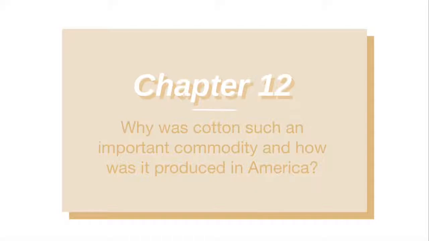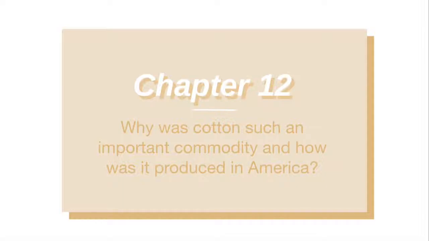Chapter 12. Why was cotton such an important commodity and how was it produced in America? Cotton was such an important commodity because it was essential to industry in the North and was necessary for the flourishing of the Southern economy. The production of cotton was heavily reliant on slave labor, and the cotton grown in the South was greatly sought after.